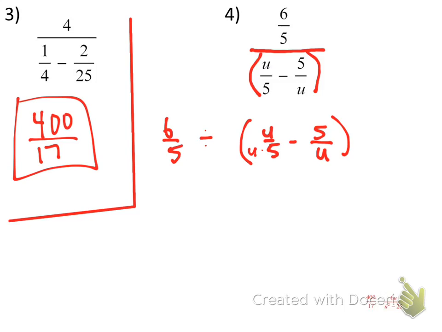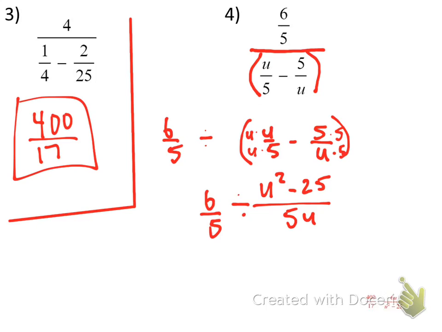Multiply this side by u and the numerator by u. This side has to be multiplied by 5. Now we have a common denominator, so we bring this, hey, students, come on. U squared minus 25 over 5u. And then bring down the rest of the problem to get 6/5. And then we bring down 6/5 again.